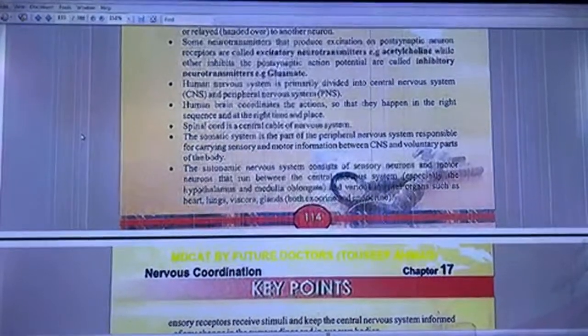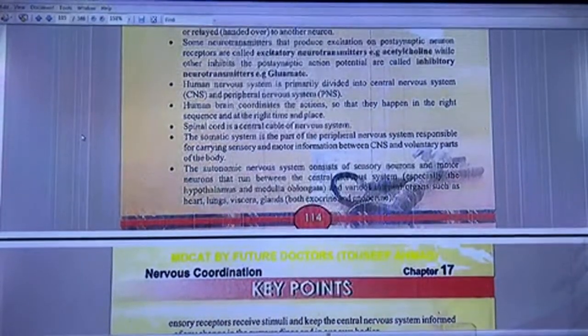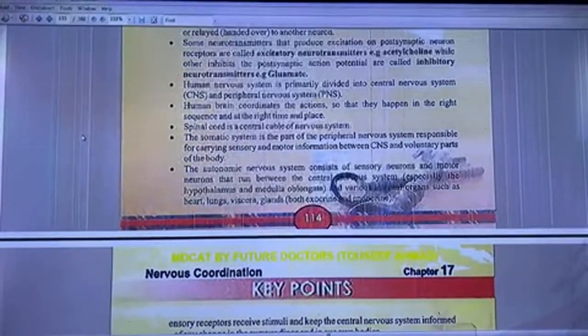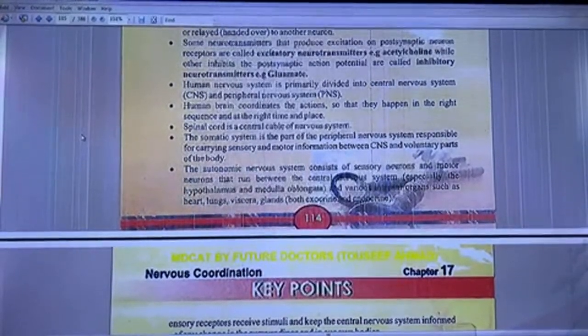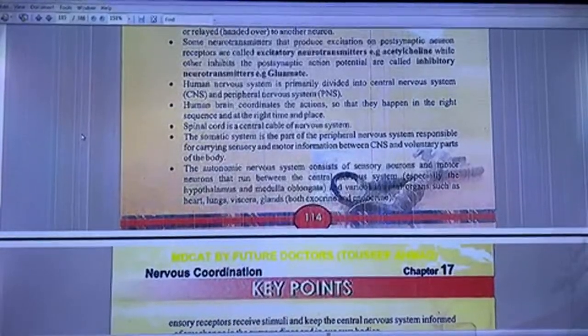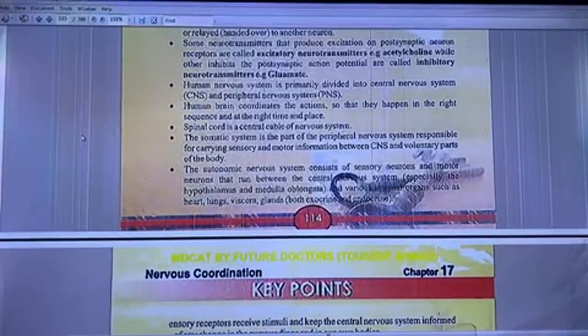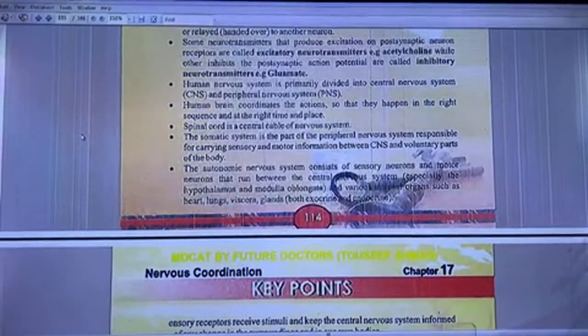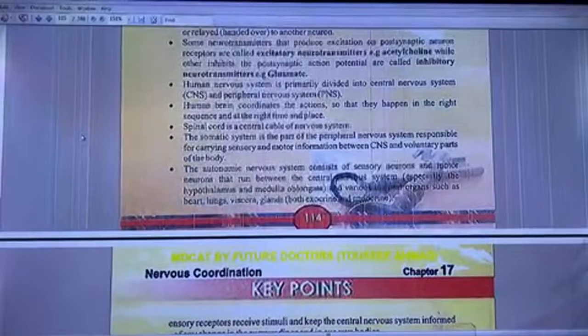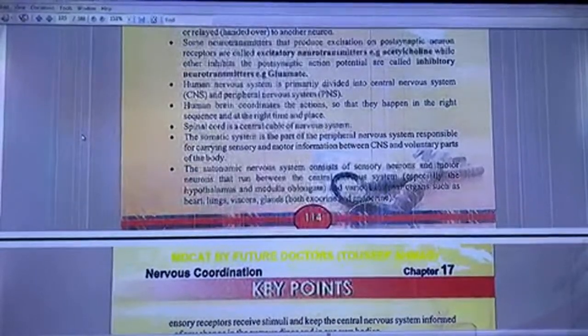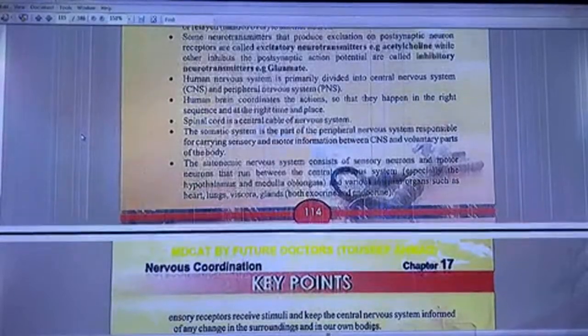The somatic nervous system is the part of the peripheral nervous system responsible for carrying sensory and motor information between the central nervous system and voluntary parts of the body. The autonomic nervous system consists of sensory neurons and motor neurons that run between the central nervous system, especially the hypothalamus and medulla oblongata, and various internal organs such as the heart, lungs, viscera, and glands, both exocrine and endocrine.